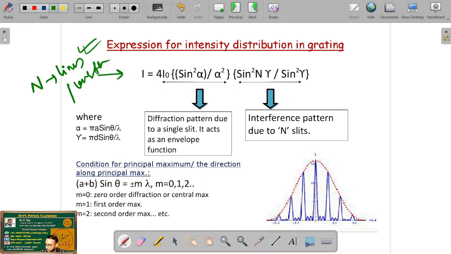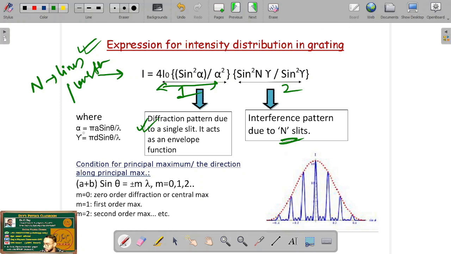Here also it consists of two terms. First term is this one, term 1, and the second term is this one. Similarly, the first term is related to the diffraction pattern due to a single slit, and it acts as an envelope, like the previous double slit diffraction. The second term is related to the interference pattern due to n number of slits. So together they form the resultant intensity distribution.